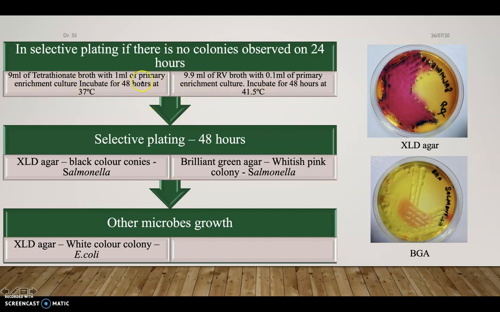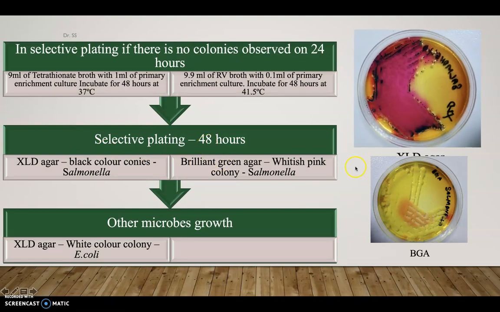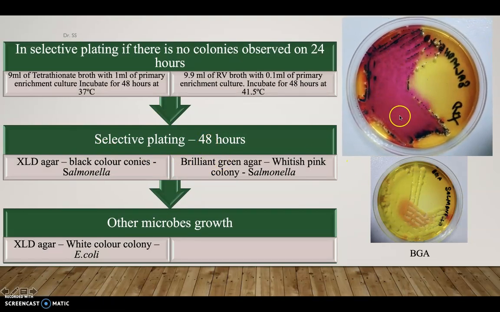Okay, this is called a secondary enrichment culture. So this goes for the selective plating. In the selective plating, the same ones are used, the XLD agar and the brilliant green agar. In XLD agar, the black color colonies show the positive result for Salmonella.